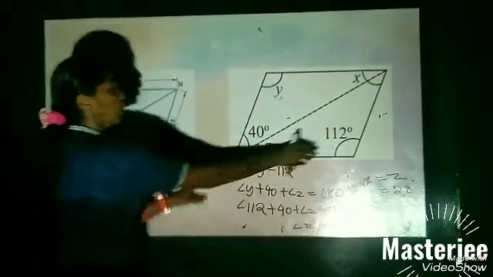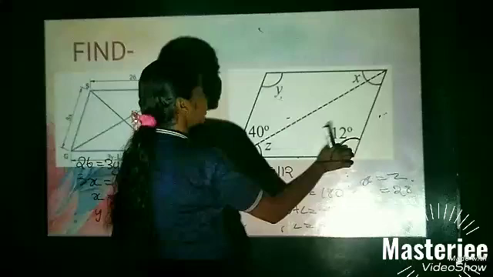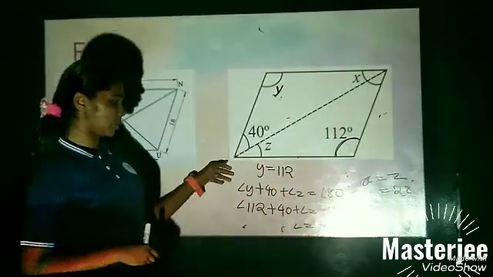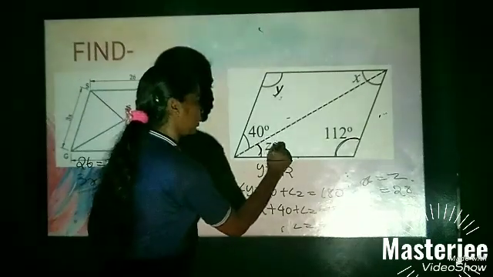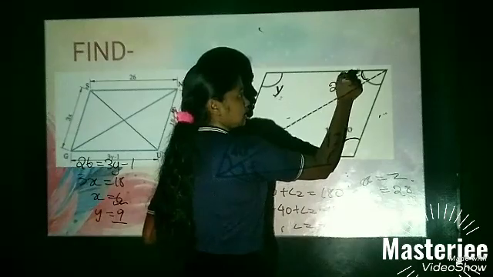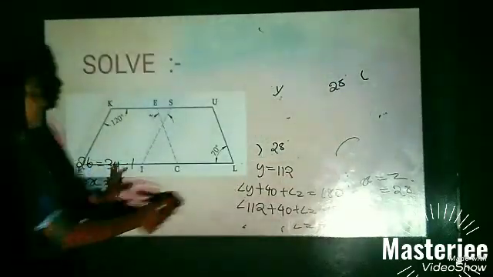And here 112 degrees is equal to y, and we are finding it by the adjacent angle property. So here z is equal to 28 degrees and z and x are equal, so x is also equal to 28 degrees.